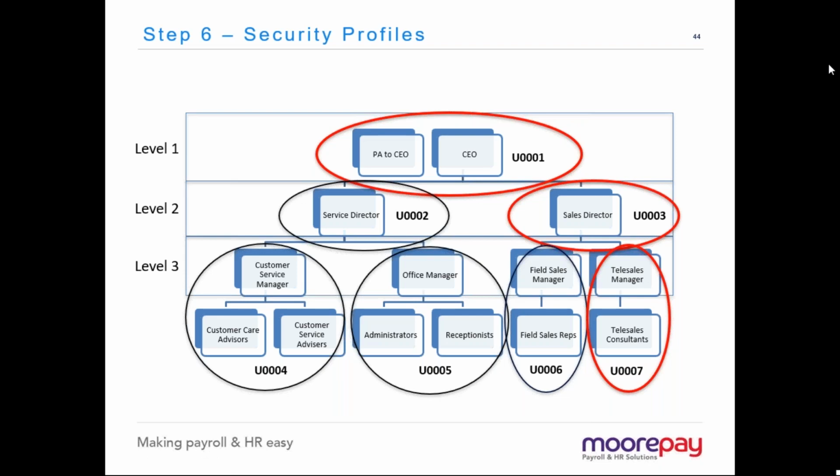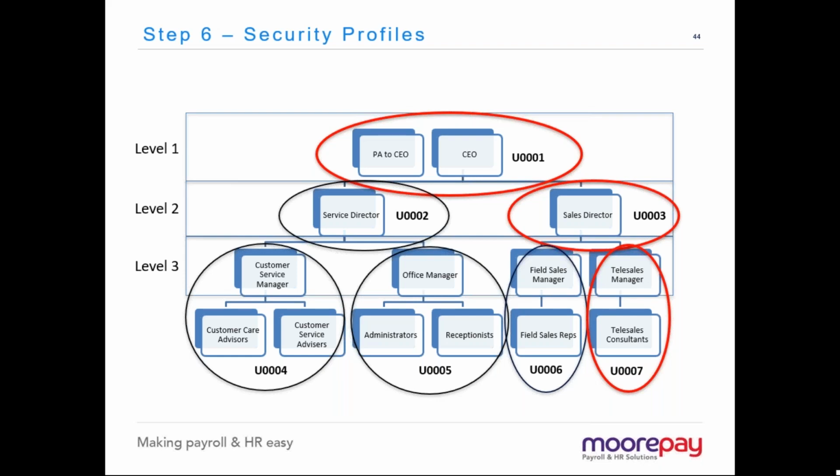So if we have a look here, we have U0001, U0003, U0007. They are feeding into each other. U0007 feeds into U0003 and U0003 into U0001. So each of those would require a security profile.